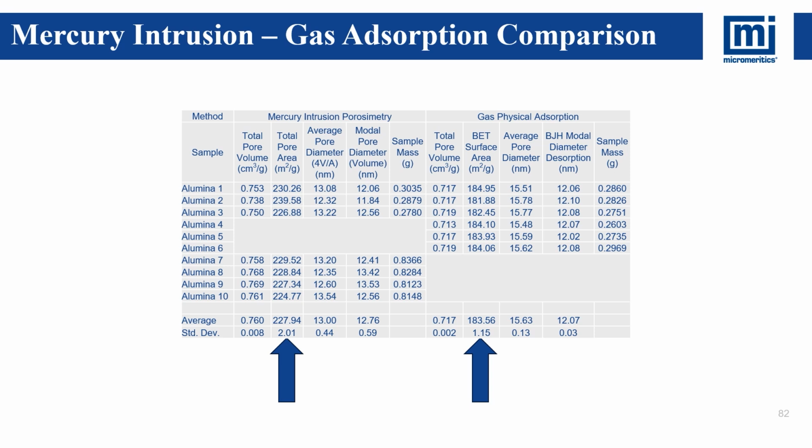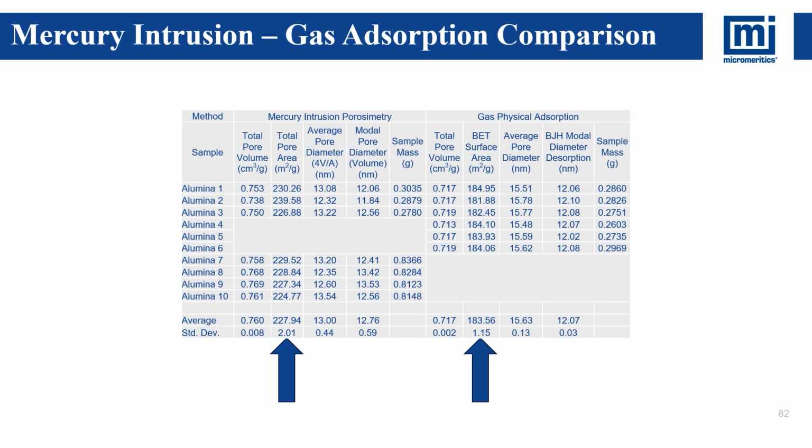We know that we have cavities of different sizes from the throats, from the hysteresis we saw in gas adsorption and the hysteresis we saw in mercury intrusion versus extrusion. So we know that that value is not correct. The BET is far more reliable as a measure of surface area than the calculated mercury pore area.